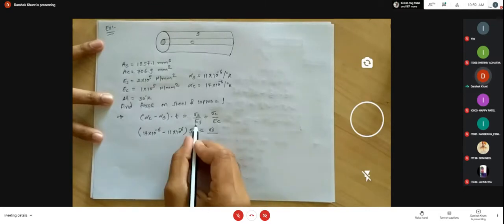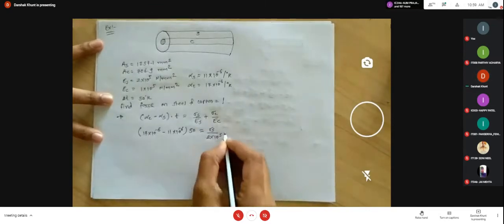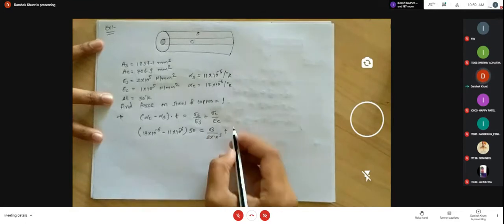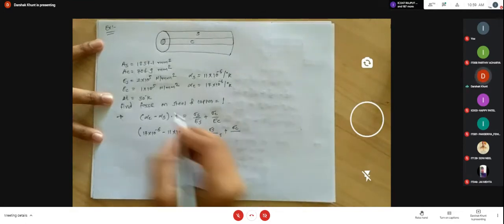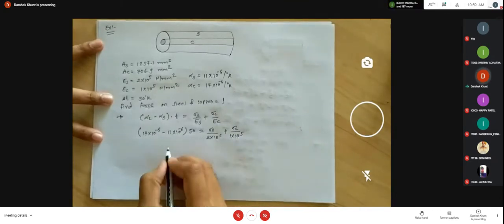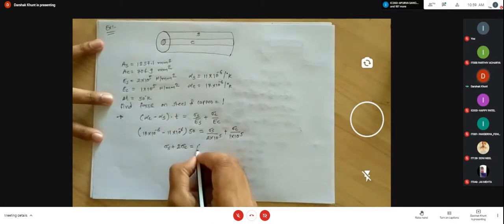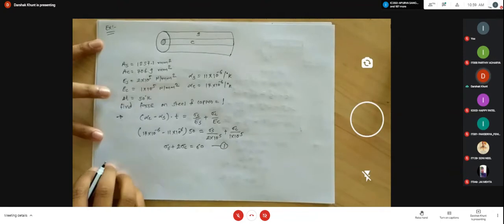So stress is unknown. Es value is given, 2 into 10 raised to 5, plus stress of copper is also unknown, and its E value is given, into 10 raised to 5. Okay. If you simplify these equations, you get sigma S plus 2 sigma C is 60. It is our equation number 1.